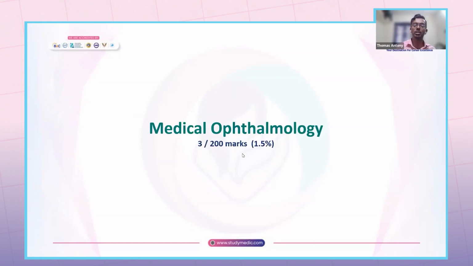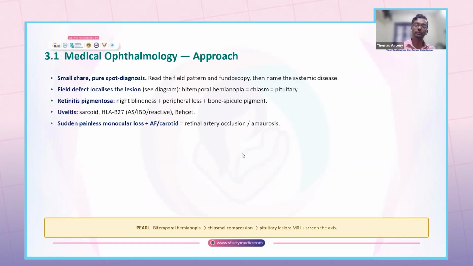Coming to medical ophthalmology, this carries 1.5% of the total marks. These are mostly straightforward questions. A small share, pure spot diagnosis. There could be field defects which help in localizing lesions, retinitis pigmentosa, uveitis, and sudden painless monocular loss along with atrial fibrillation or carotid disease. Those things we'll be discussing.